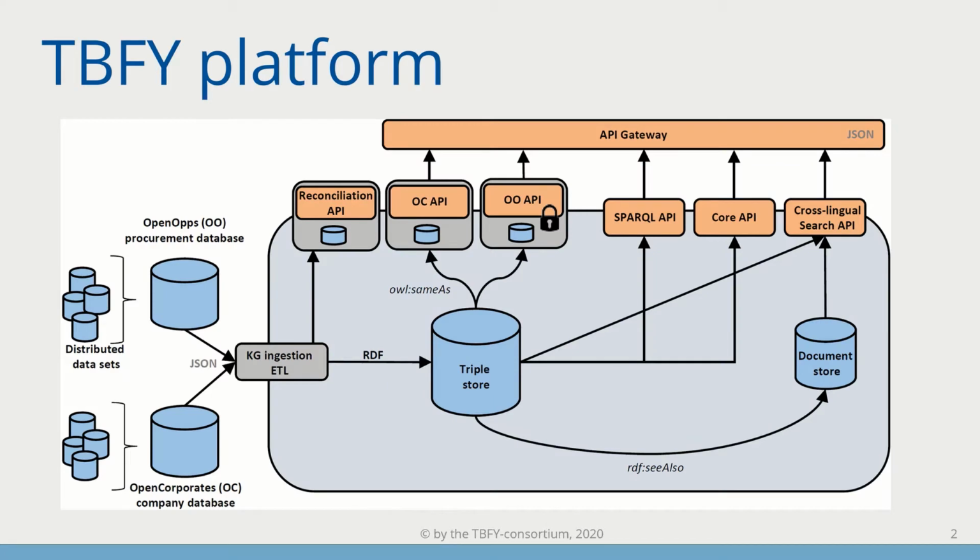To this end, we developed a platform for integrating and ingesting data from two main data providers. OpenOps provides procurement data it gathered from distributed data sources, such as national portals. OpenCorpBase provides company data it gathered from national registries. Data is stored in a triple store, associated with the relevant documents through a document store, linked to original data sources, and made available through a SPARQL API, REST-based API, and so on.